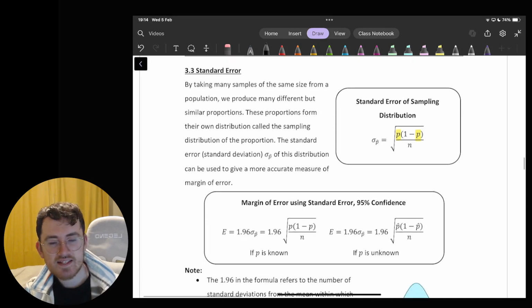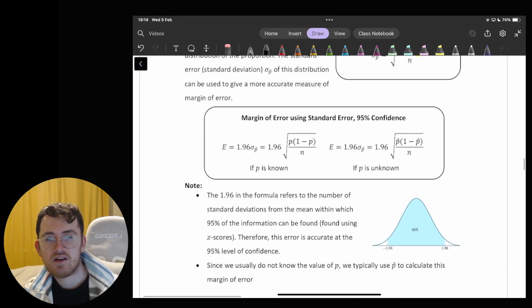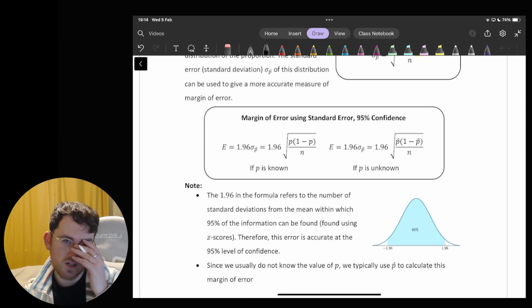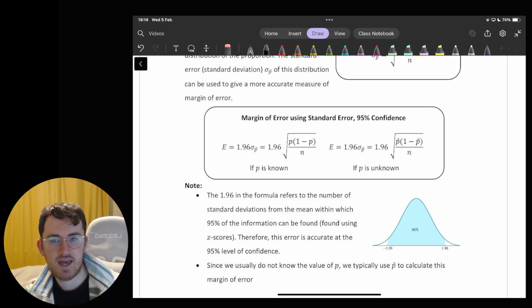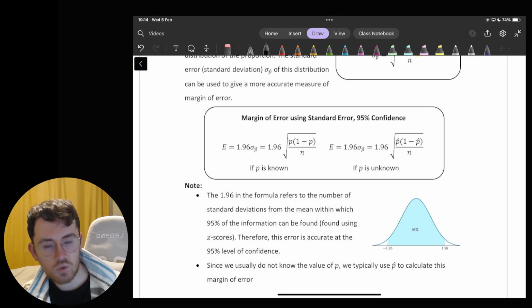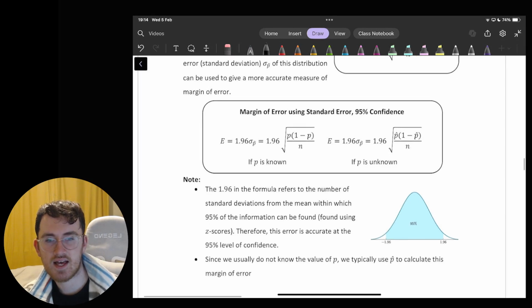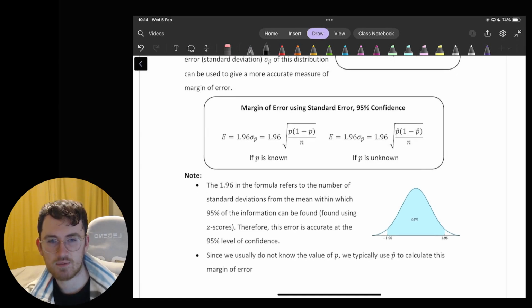But taking that standard error, that standard error can be used to create a margin of error. So the difference, I suppose, between standard error itself, as this standard deviation of the sampling distribution of the population proportions, which is a mouthful, and using that to work out your margin of error, more closely related to that 1 over root n. So the margin of error is 1.96 times this standard error, sigma p hat.